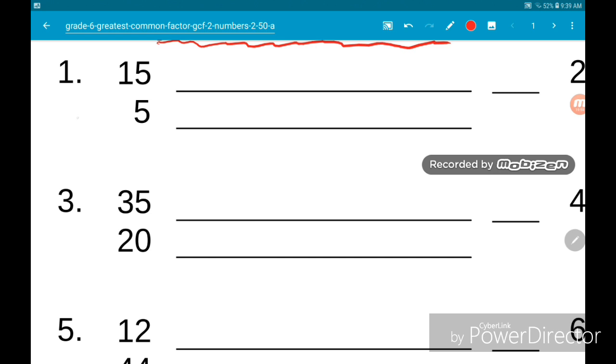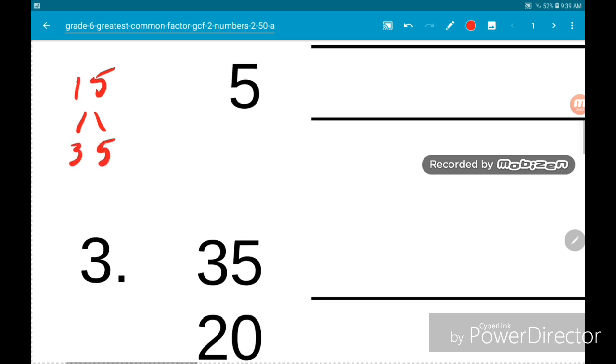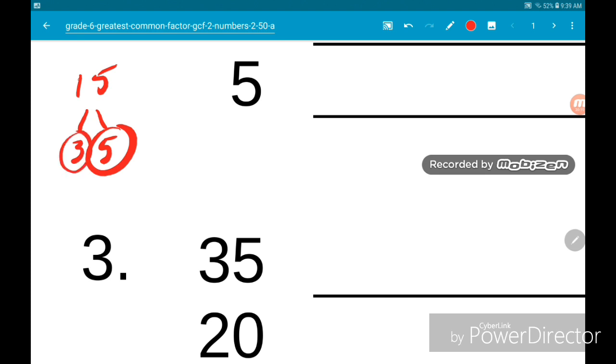Let's do 15. If we do 15, what are the factors of 15? 3 and 5. Those are prime. We're done with 15. Now the other number is 5. Can we factor 5? It's already prime. So that's a circle.